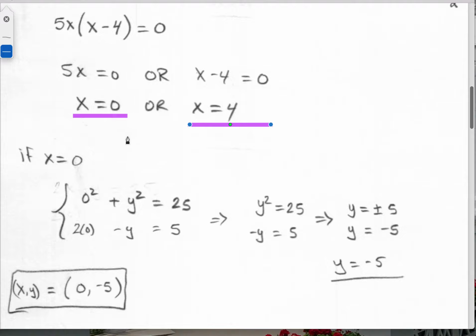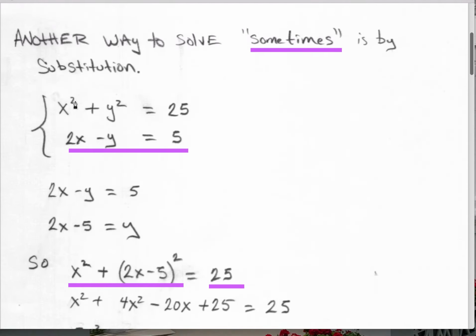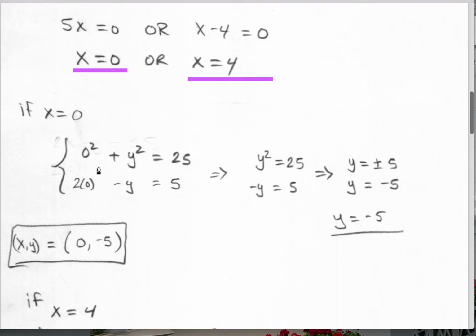So I look at each case. If x is equal to 0, I go back to my original system of equations and I plug in 0 wherever I see x. So 0 squared plus y squared equals 25, and 2 times 0 minus y equals 5. And that's what I've done down here. When I do all that, that simplifies to y squared equals 25, and minus y equals 5.